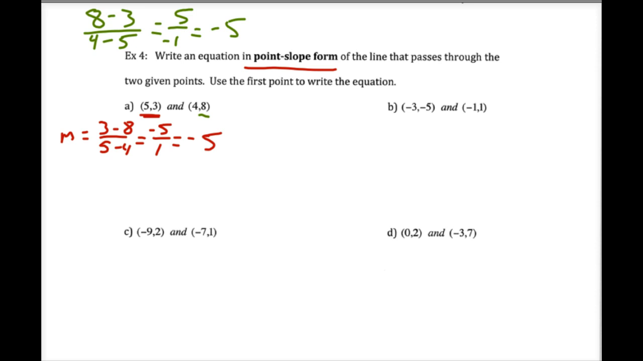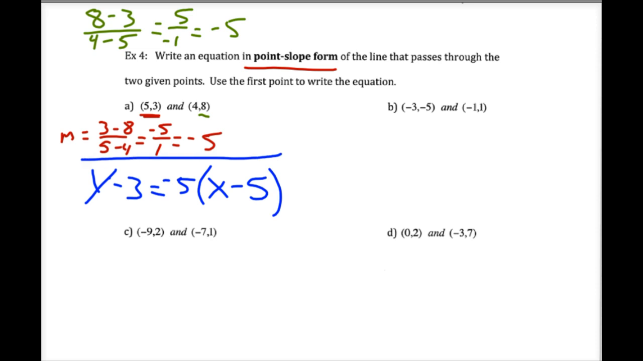Henley, can you write the equation now using the first point? We're still on problem A. Y minus 3 equals -5 times x minus 5, right? Henley made up a new number, 8, 5. It's 8, 5. Okay. All right, last one, guys.